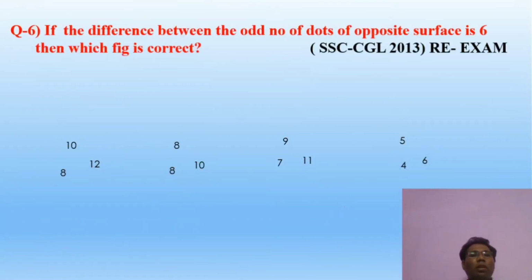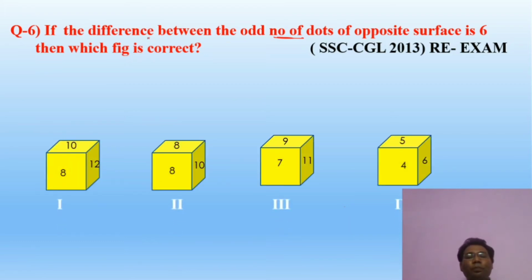Let's move to the 6th question now. This type of question was asked way back in 2013 or previous to that, but I am covering all types of questions, so I have taken this question. This is a very good question asked in the re-examination morning shift, and it says, if the difference between the odd number of dots of opposite surfaces is 6, then which figure is correct? And your figures are, okay, instead of numbers, dots are there. In the original question, 8 dots, here 10 dots. You are understanding now what I am trying to say?